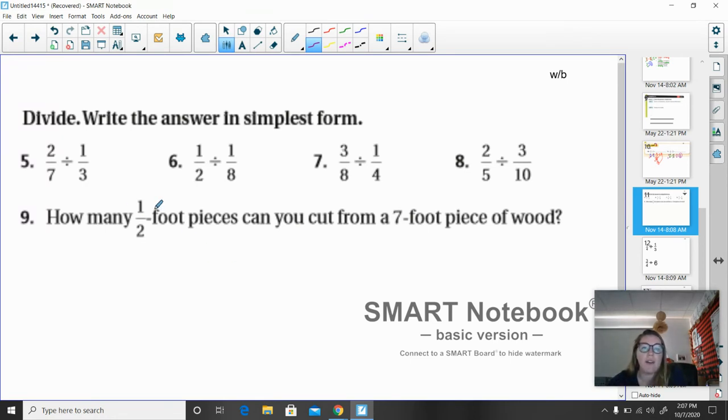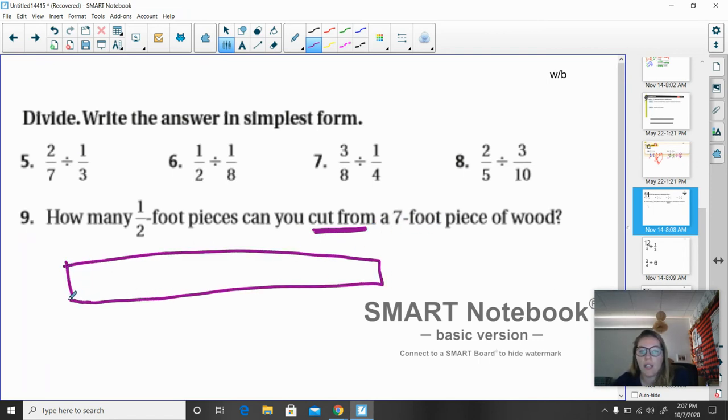So if I have 1/2 foot pieces cut from a 7 foot piece, this means that I have a total of 7 feet here, right? And I need to figure out, if this is 1 foot, I'm getting 2 half-foot pieces here. So I am dividing this 7-foot board up into half-foot pieces. So I'm going to do this by saying that 7 feet is getting divided by 1/2.